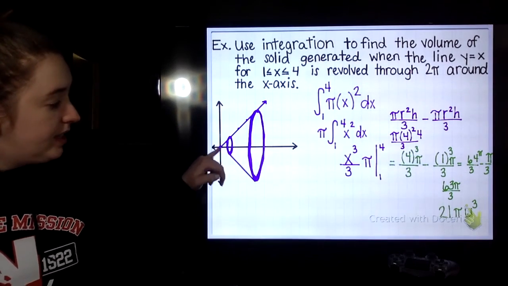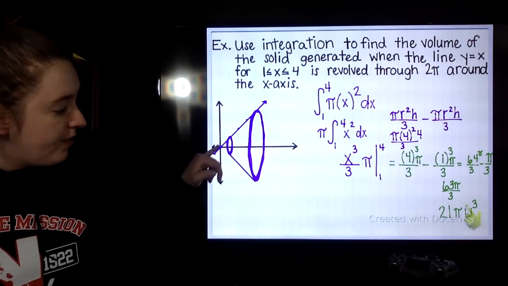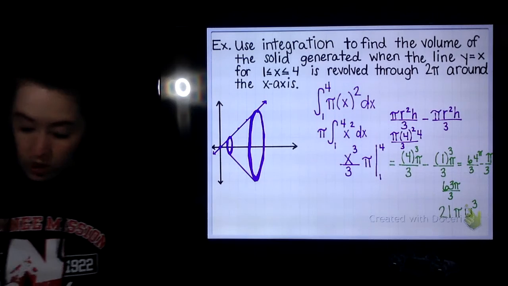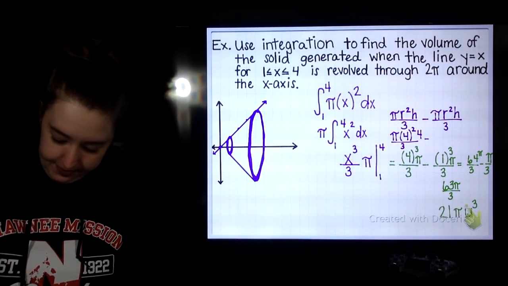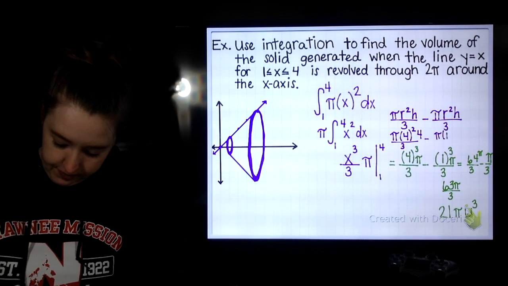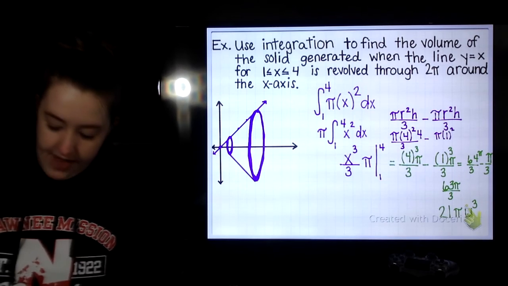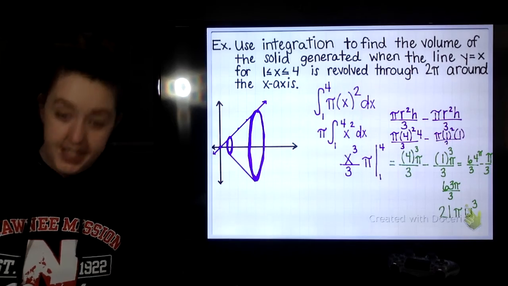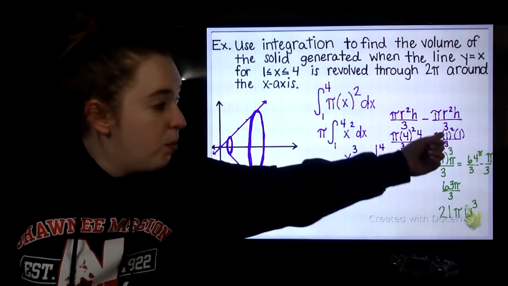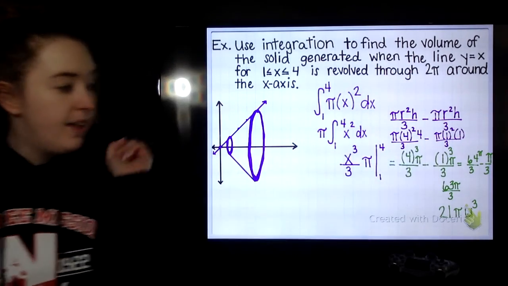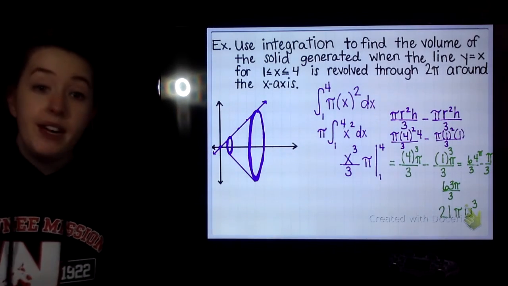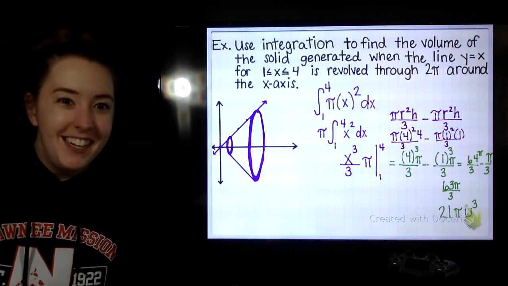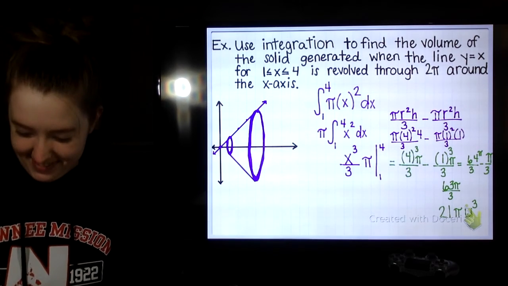Same idea with this little cone right there that we would have to cut off the top with. The radius there is 1. We would have that squared times the height of that cone, which is 1, divided by 3. So 1 squared times 1 is the same thing as 1 cubed. So we would end up with the same answer either way. So pretty nifty, right? All right, cool.